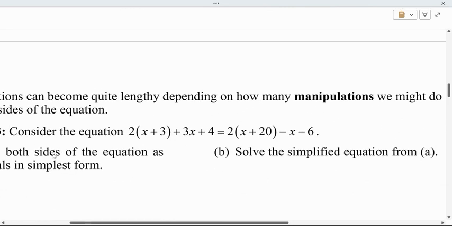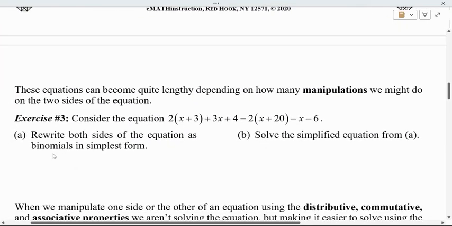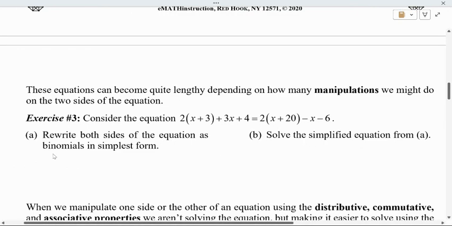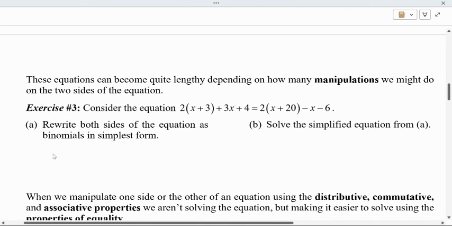So sometimes equations can be quite lengthy depending on how many manipulations you have to do on each side of the equation. So let's take a look at this equation. I feel like I first of all have to distribute. Notice it says rewrite both sides of the equations as binomials in simplest form. So I want to talk about this really fast.